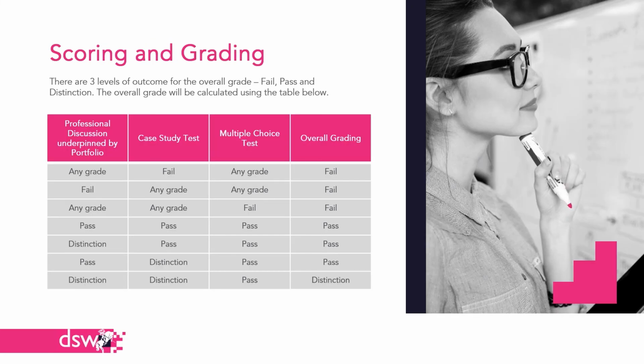Scoring and grading. There are 3 levels of outcome for this standard: fail, pass and distinction. The individual assessment methods for the endpoint assessment are graded separately. The professional discussion underpinned by portfolio is graded as fail, pass or distinction. The case study test is graded as fail, pass or distinction, and the multiple choice is graded as fail or pass. The breakdown of grading shown on screen now is also provided in the toolkit.